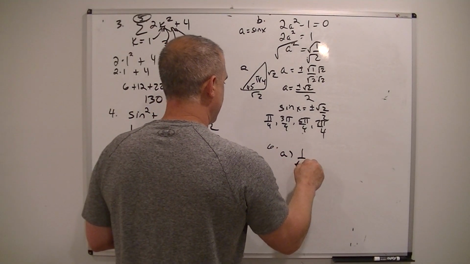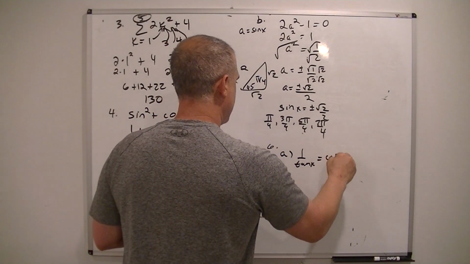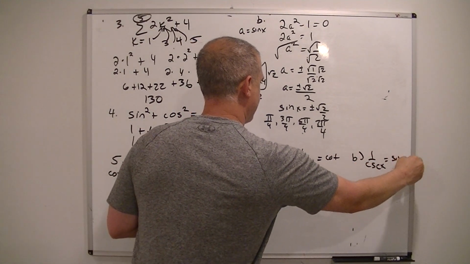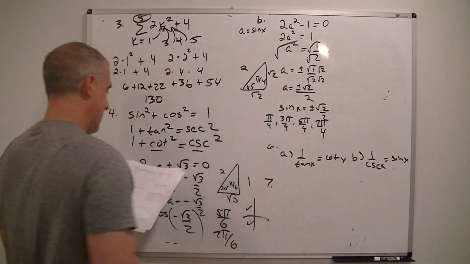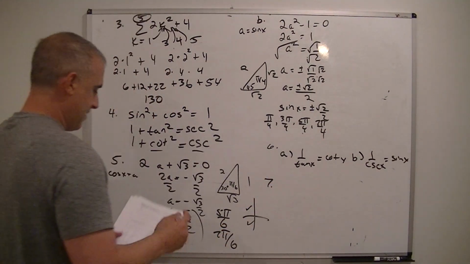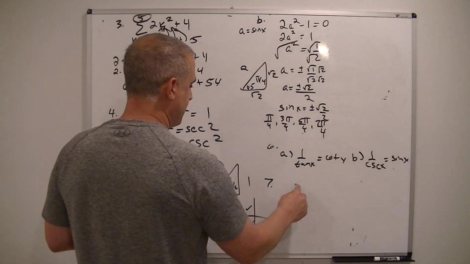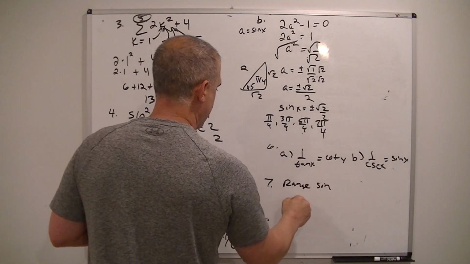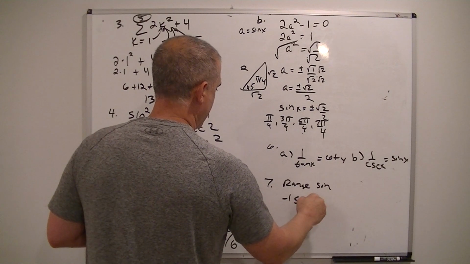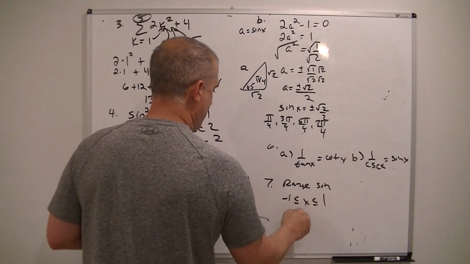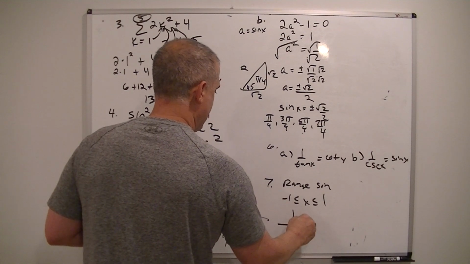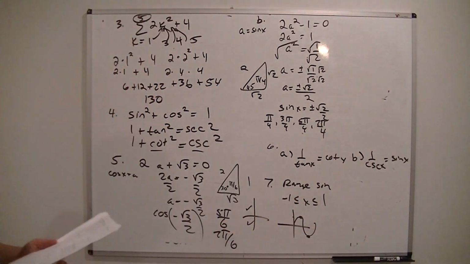6a, 1 over tangent of x would be equal to cotangent. The b part, 1 over cosecant of x, is equal to sine of x. Okay? 7, explain why this is undefined. Well, the reason is the range for sine is between -1 and 1. We did that through our graph, if you remember. We did something like this. Well, the idea was these spots are between -1 and 1.